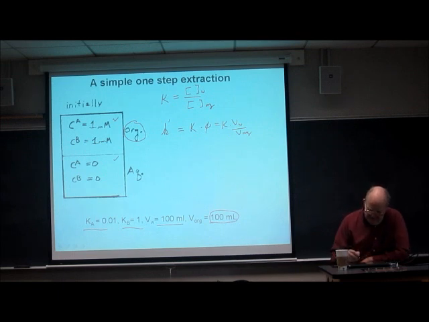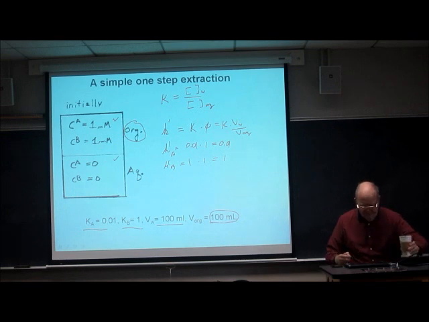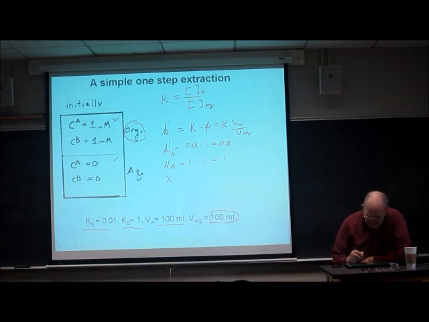So in this case, phi is going to be 1, so the two K factors are K times 1 and K times 1. Here's the KA. So K prime A is going to be 0.01 times 1, 0.01. And K prime B is going to be 1 times 1, which is 1. The mole fraction of A, or of either A or B, going into the water phase, X water, is going to be K prime over 1 plus K prime.